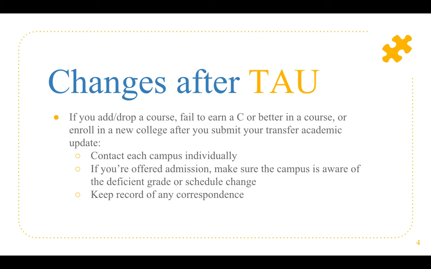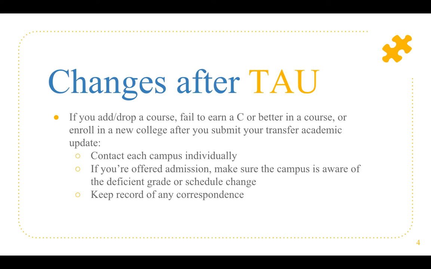If you have updates that are made after the transfer academic update has been submitted, or if it's a change that you weren't aware of after that deadline, so basically adding or dropping a course, or failing to earn a C or better in a course, or maybe even enrolling in a new college after you've submitted it, you will need to contact each campus individually. And if you're offered admission, make sure that the campus is aware of the deficient grade or the schedule change. And then just try to keep a record of any correspondence.